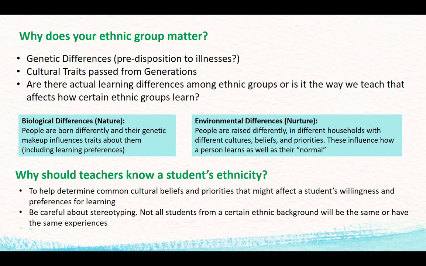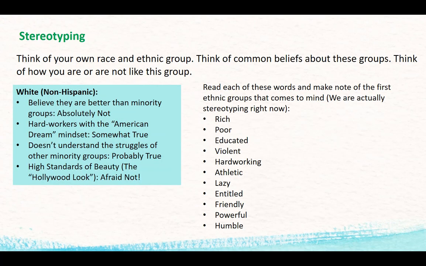We can't say all black students are going to do this, all white students are going to do this, all students who are English language learners are going to do this. It's not generalized like that. So you have to be a little bit careful when you're determining those things because you don't want to stereotype. So let's think a little bit more about stereotyping. Think of your own race and or ethnic group and think of some common beliefs that you've heard people say about that race or ethnic group, and think of how that is true or not true for you.